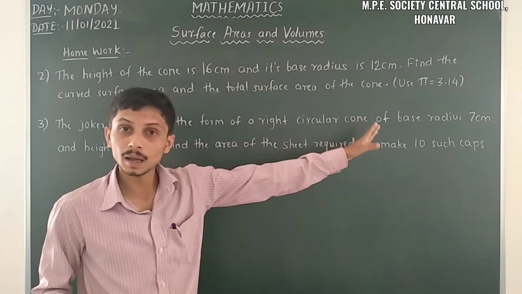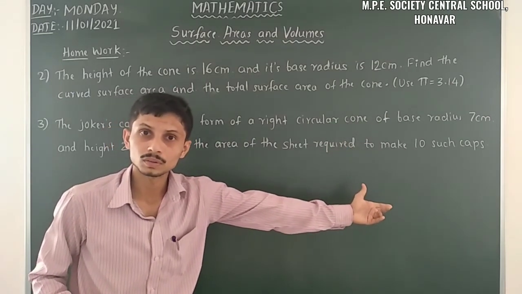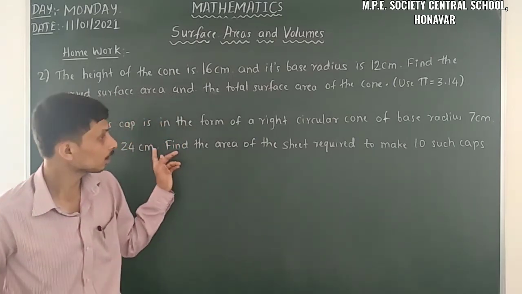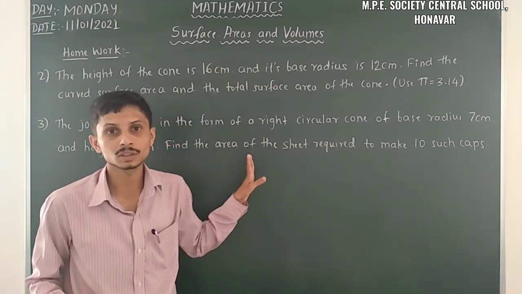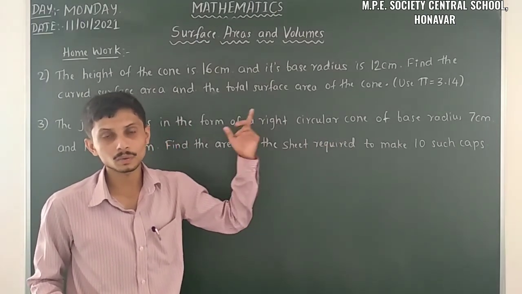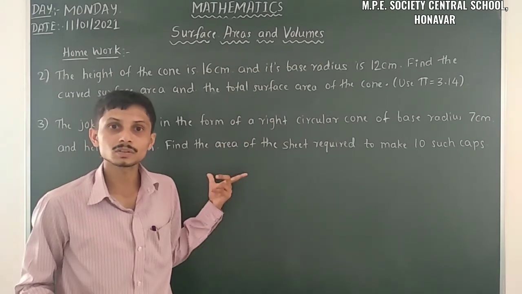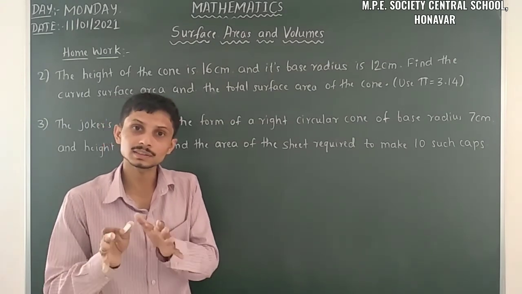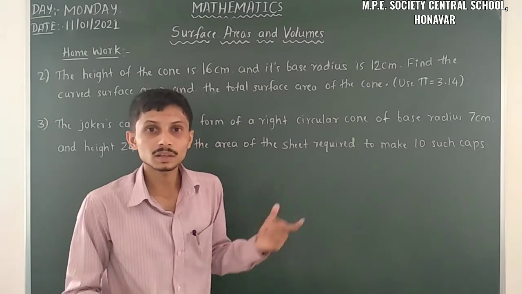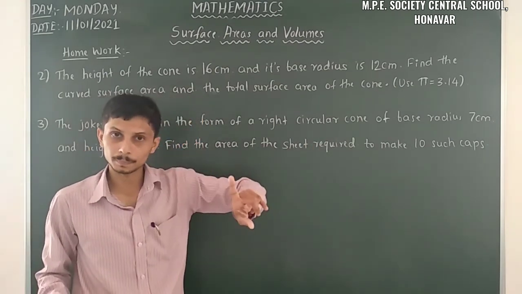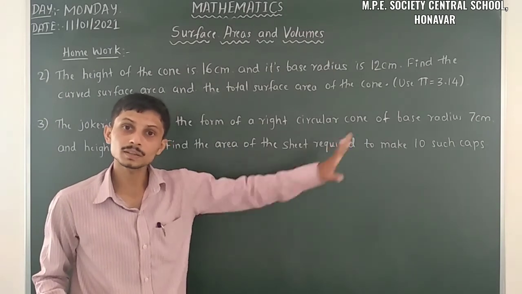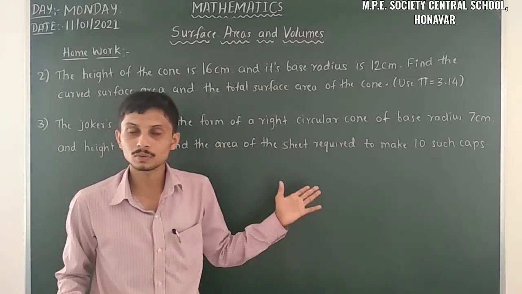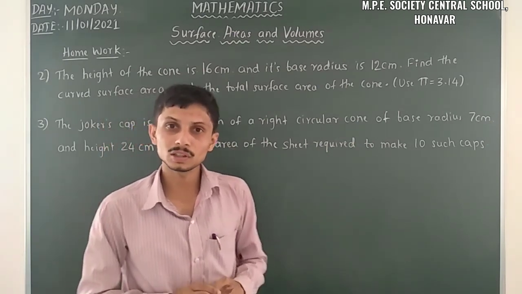Such 10 caps we want to construct here. For that, we have to find how much area of the sheet is required. For one cap we have the curved surface area, so that much sheet is enough to make one cap. But we have to make 10 caps, so we have to find how much sheet is required. I hope you understood these things.